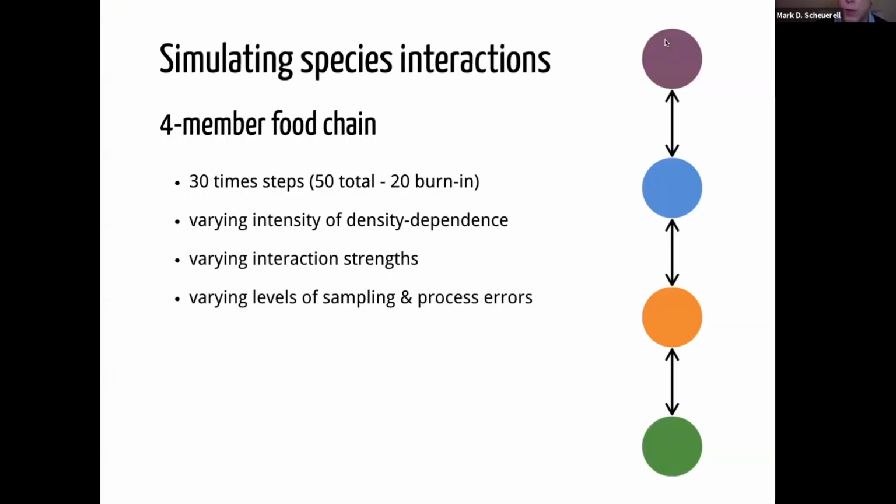So what we did was simulate a really simple food chain. This is not even a food web. There are 4 members. Each one of them is operating under density dependence at some varying level. Three of them are prey, three of them are predators. And then we imposed different levels of sampling or observation error and then different levels of process error. And the idea was, when we knew the truth, could we recover it?